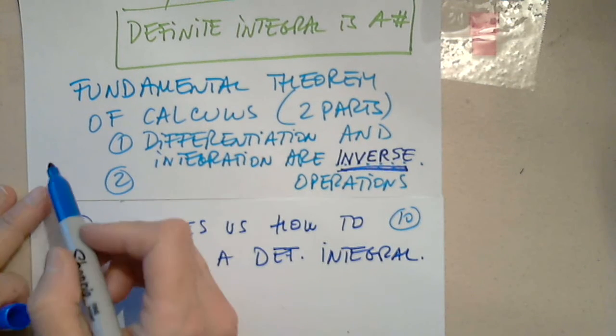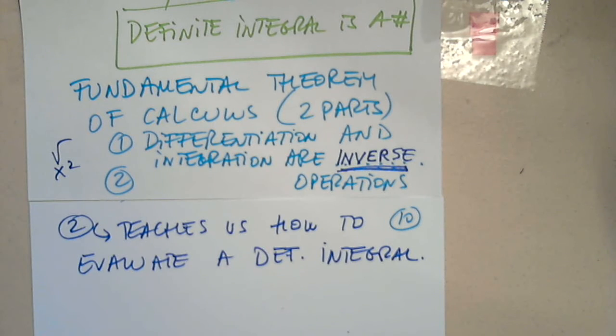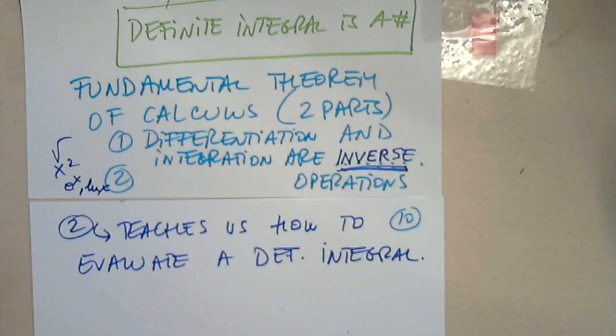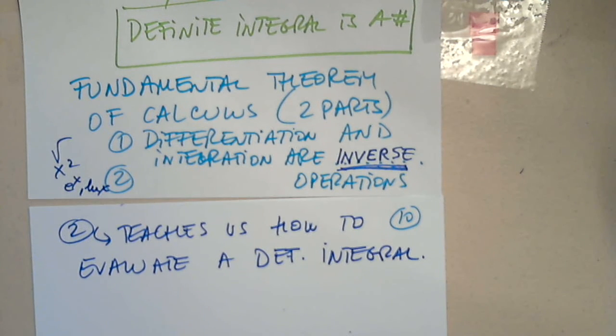Yes. The square root and x squared. These are inverse operations. They will cancel their effect. If I apply this to this, I only get x. Two others will be e to the x and natural log x. If I apply this to this, I get x.